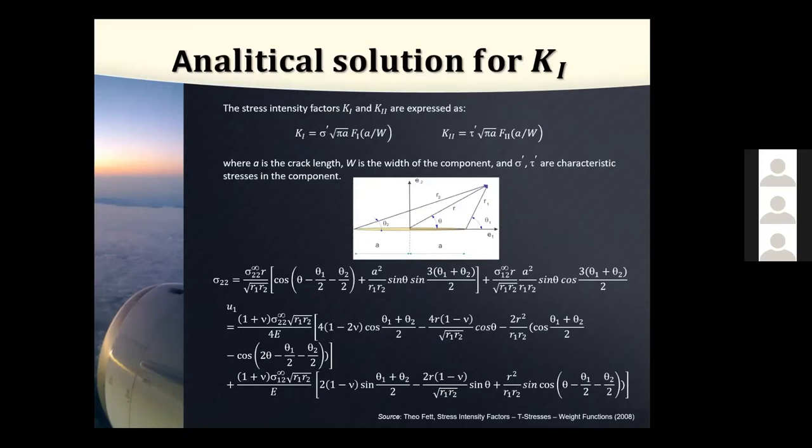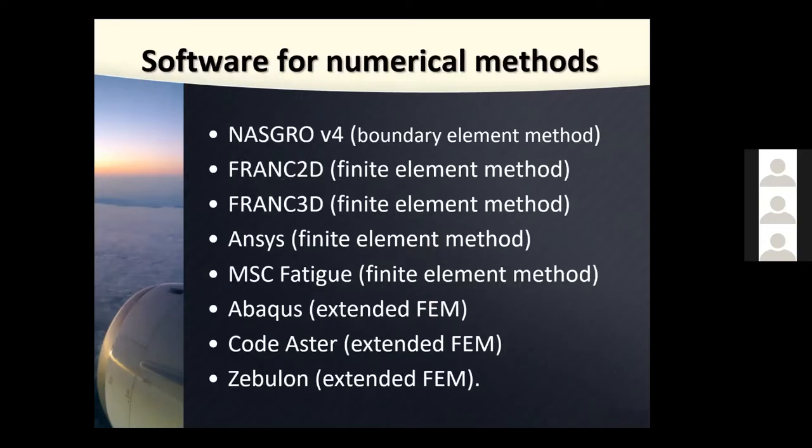So something similar we have here. For simple beams and simple plates with holes or with cracked holes, or when you have a plate with an edge crack, we have analytical solutions. But for complex geometry like a wing or wing attachment or a fuselage or frames, we don't have analytical solutions, and it's impossible to get an analytical solution. So this is why we need numerical methods.